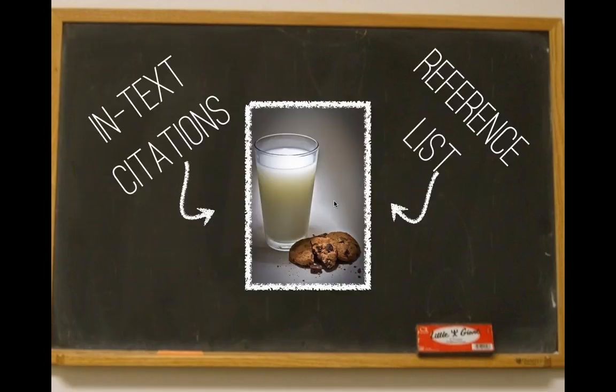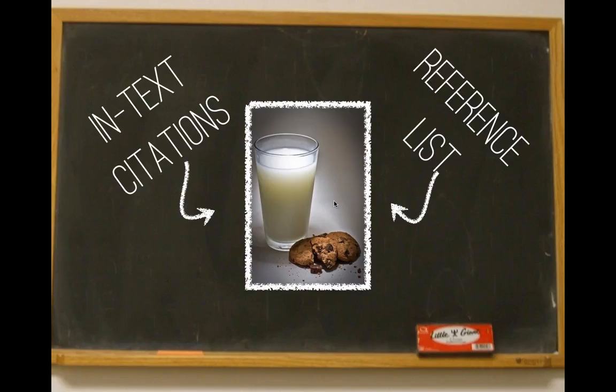All right, the next two important parts of the APA paper are also the parts that students most often have questions on, which are the in-text citation and the reference list. APA style calls for both. You need both in your paper. You can't have one without the other. They kind of go together like milk and cookies.